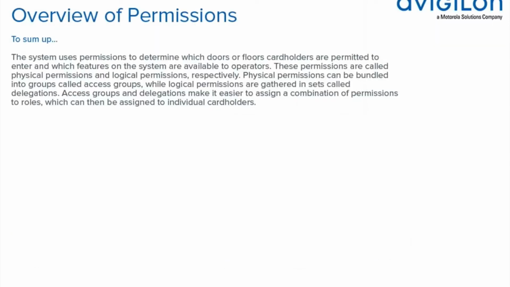To sum up, the system uses permissions to determine which doors or floors cardholders are permitted to enter and which features on the system are available to operators. These permissions are called physical permissions and logical permissions, respectively. Physical permissions can be bundled into groups called access groups, while logical permissions are gathered in sets called delegations. Access groups and delegations make it easier to assign a combination of permissions to roles, which can then be assigned to individual cardholders.